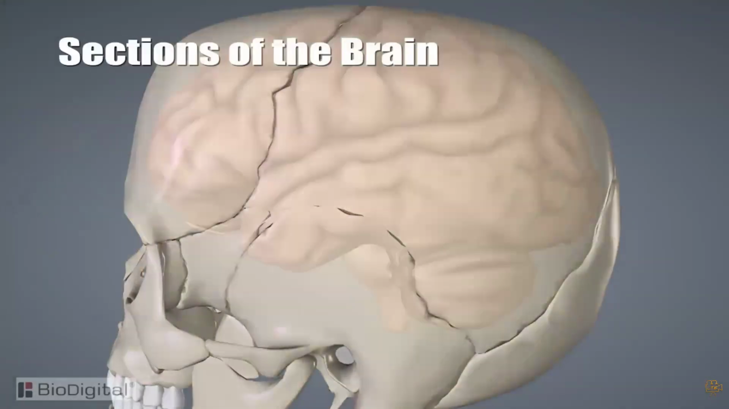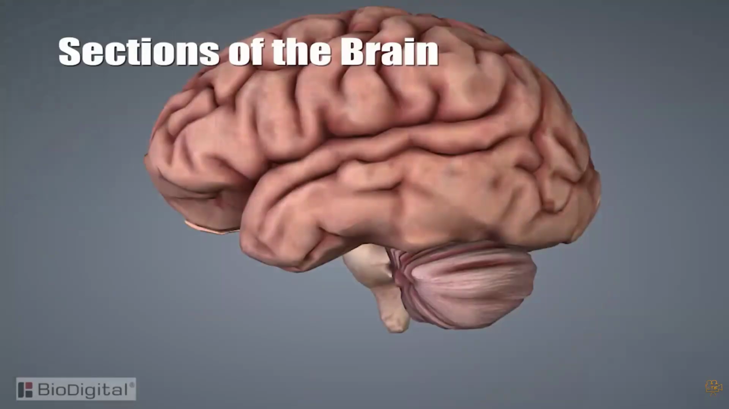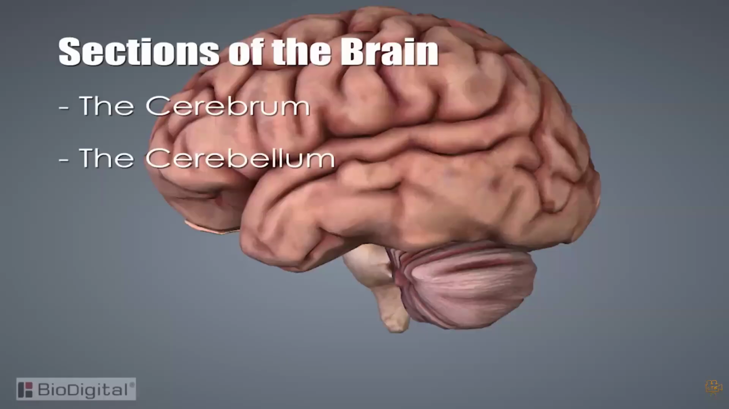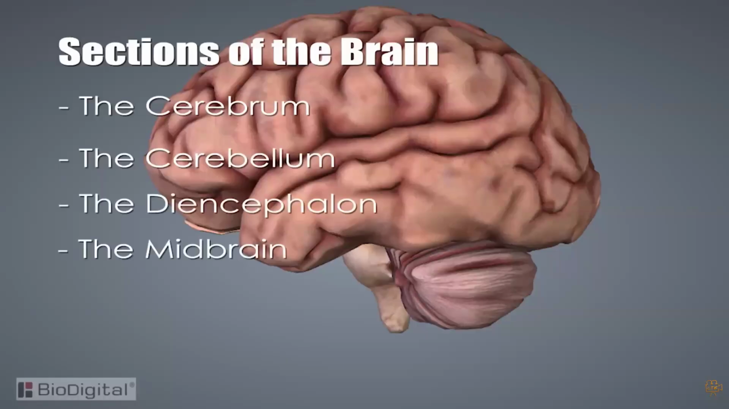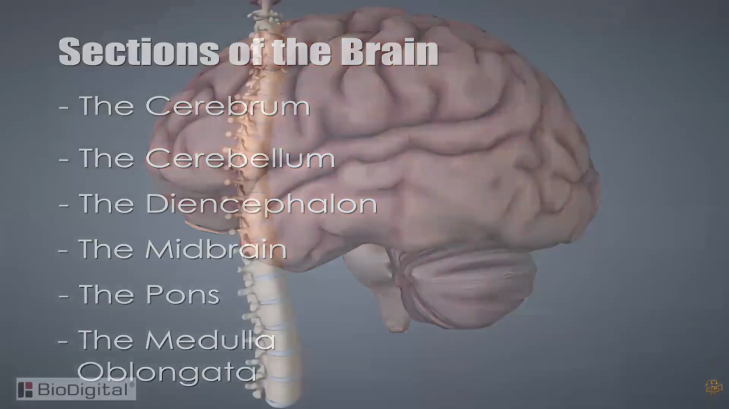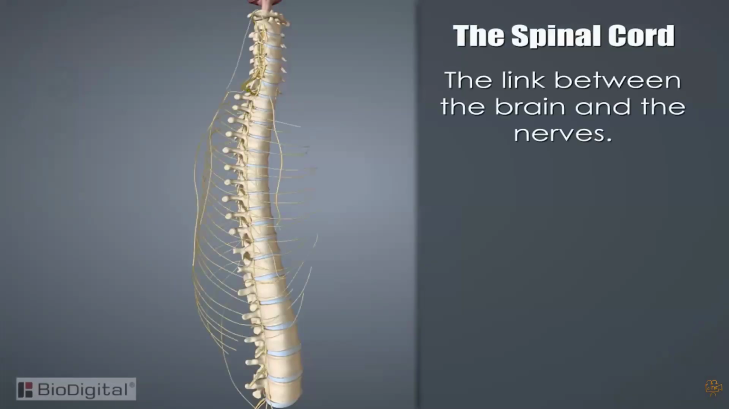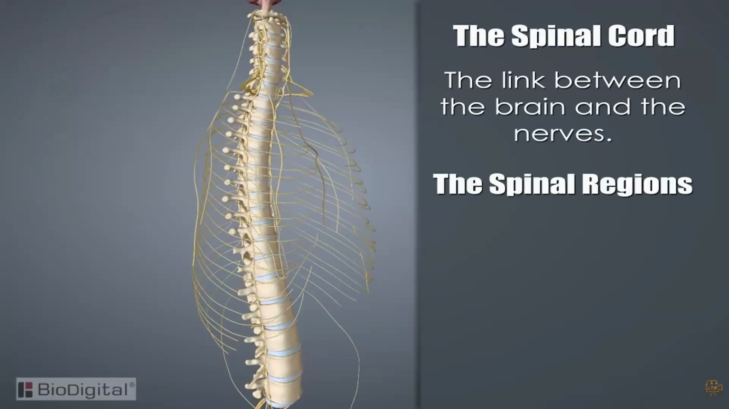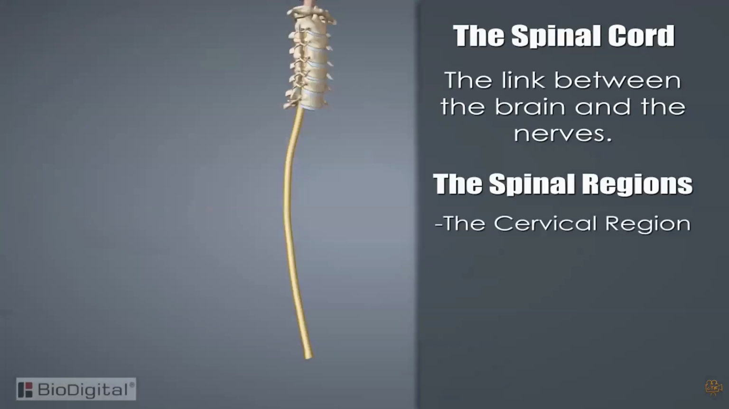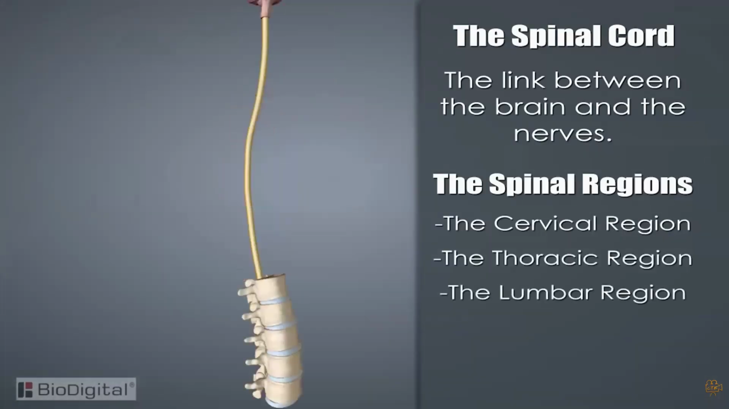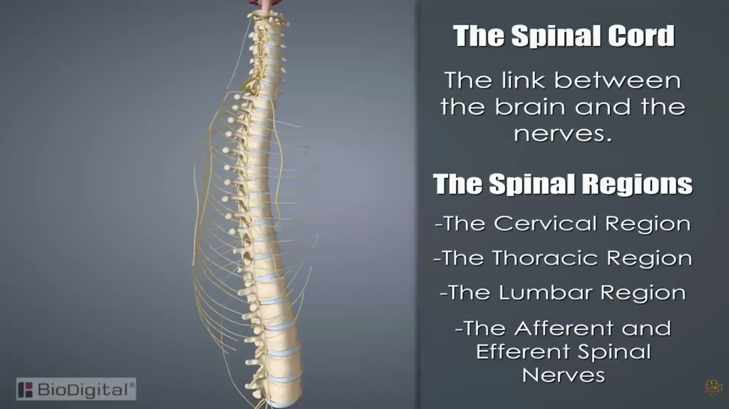The brain is found within the skull or cranium, and it is made up of 6 main sections. These 6 sections are the cerebrum, cerebellum, diencephalon, the midbrain, pons, and the medulla oblongata. The other half of the central nervous system is the spinal cord, and the spinal cord is the link between the brain and the nerves and the rest of your body. The spinal cord is divided into 4 different regions: the cervical, thoracic, lumbar, and sacral. Afferent and efferent spinal nerves merge to form the peripheral nerves.